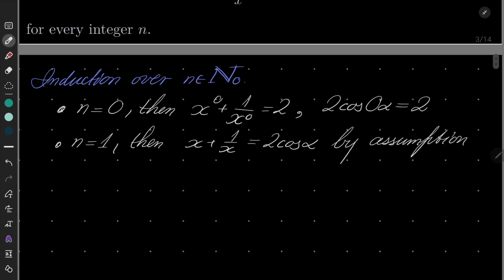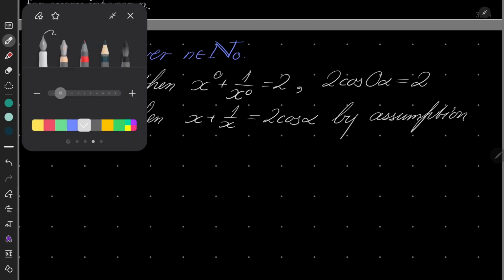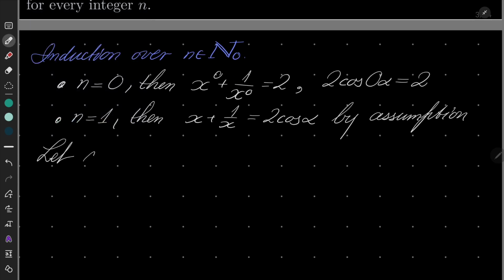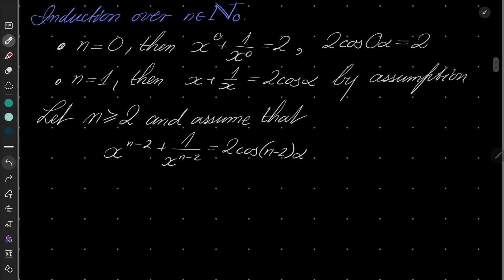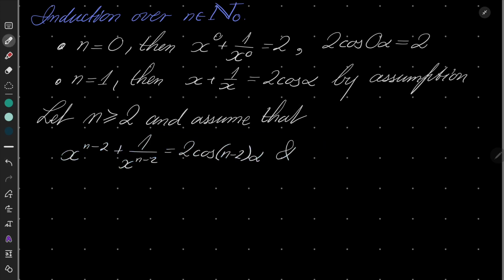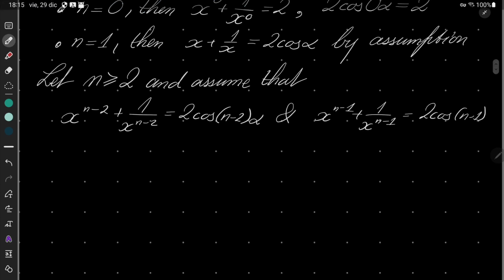So now let n be greater than or equal to 2, and assume that x to the power n minus 2 plus 1 over x to the power n minus 2 equals 2 times cosine of n minus 2 times alpha, and similarly, suppose that x to the power n minus 1 plus 1 over x to the power n minus 1 equals 2 times cosine of n minus 1 times alpha.